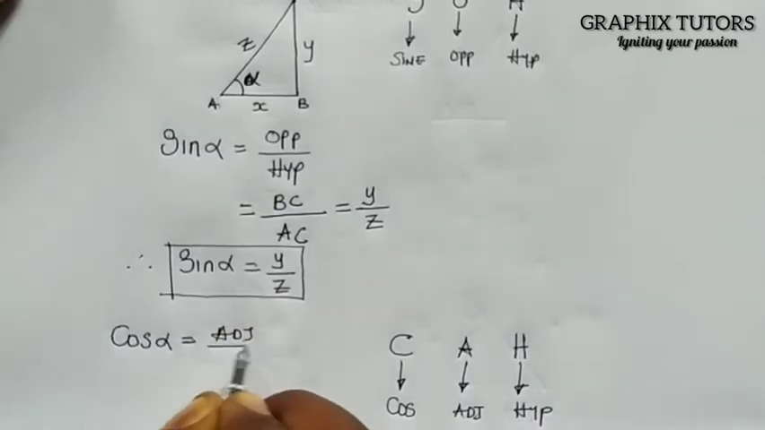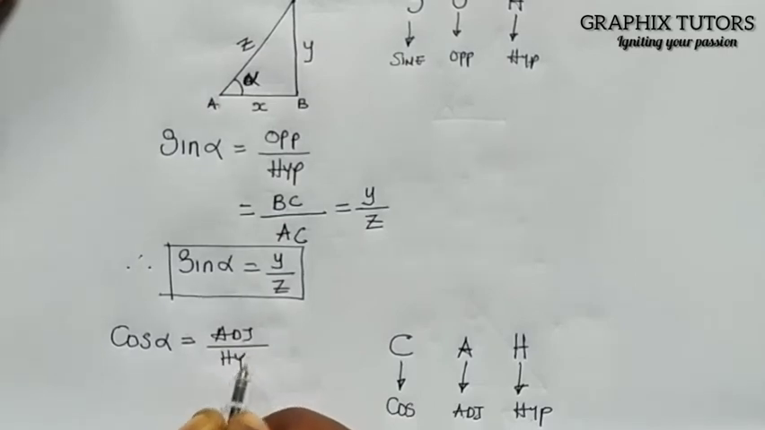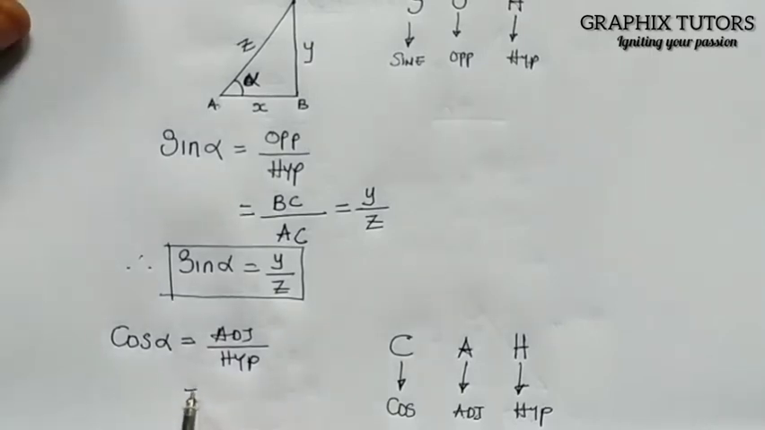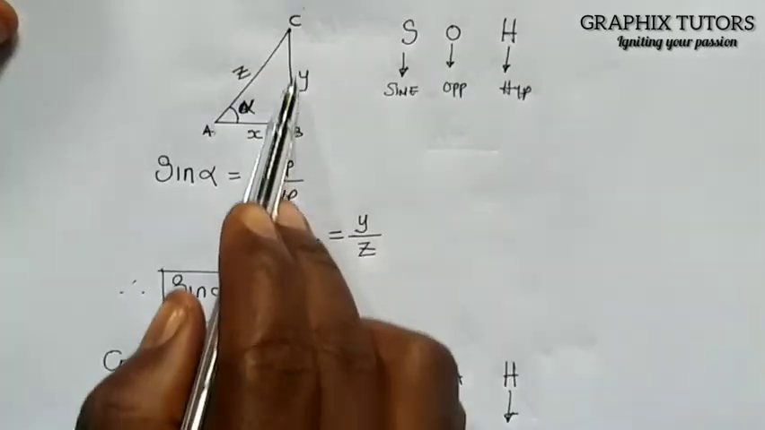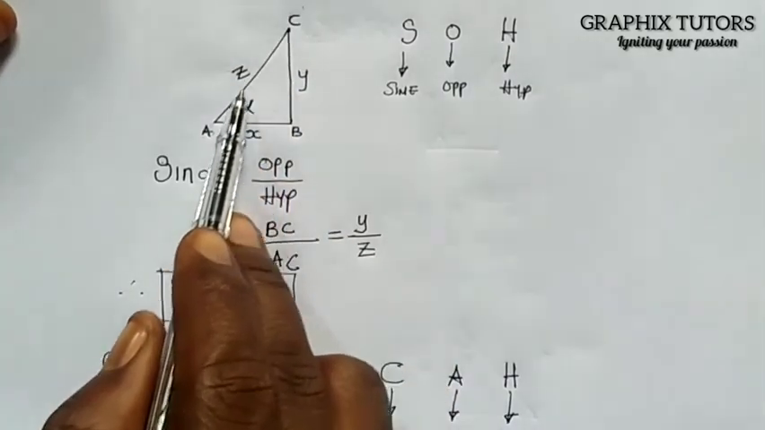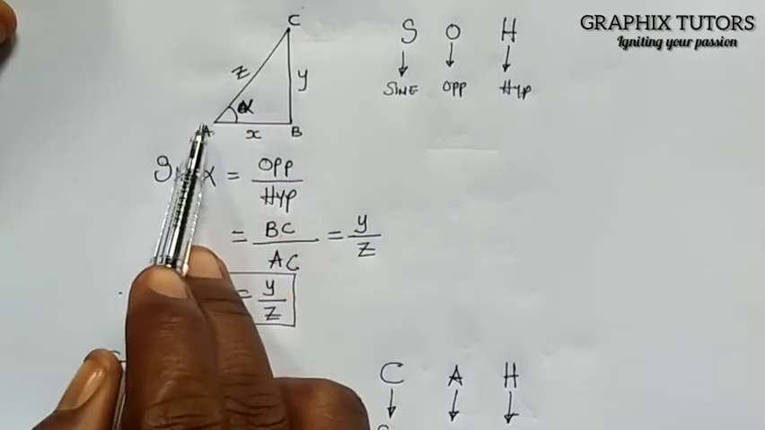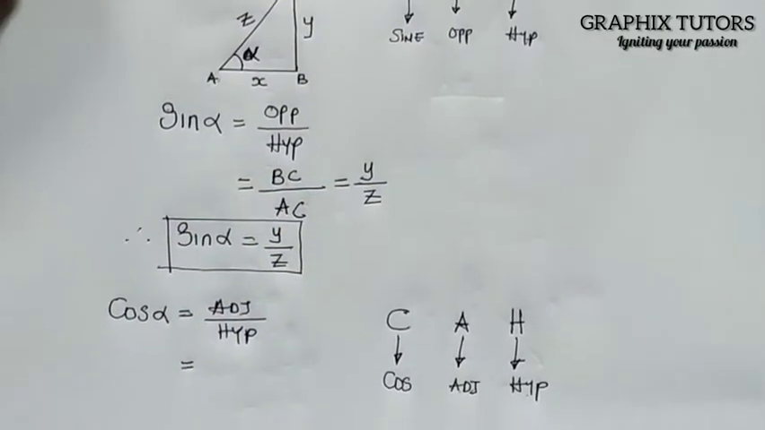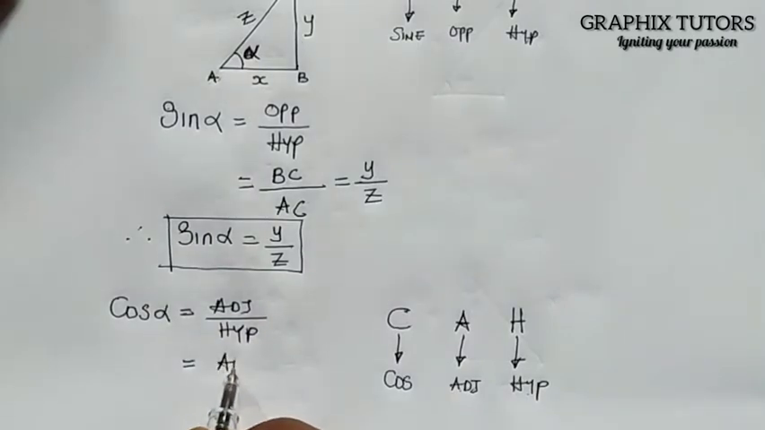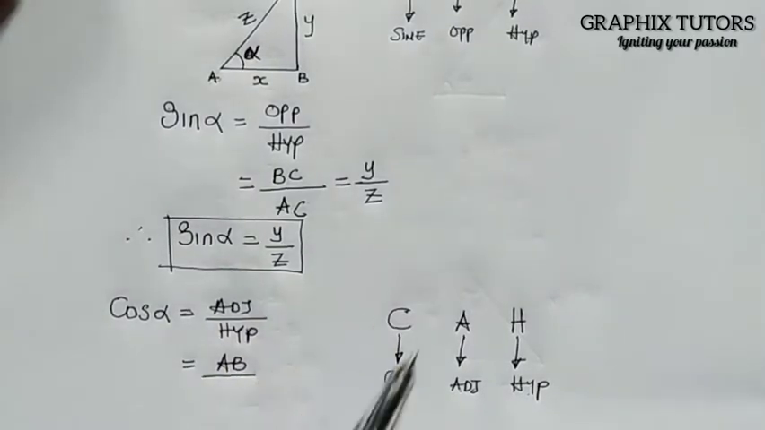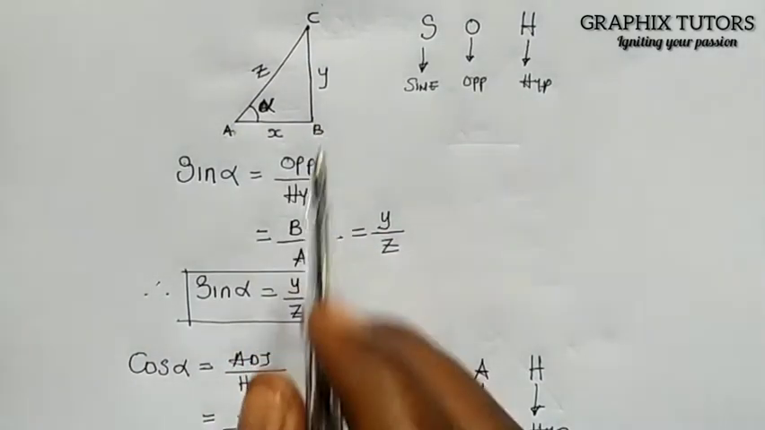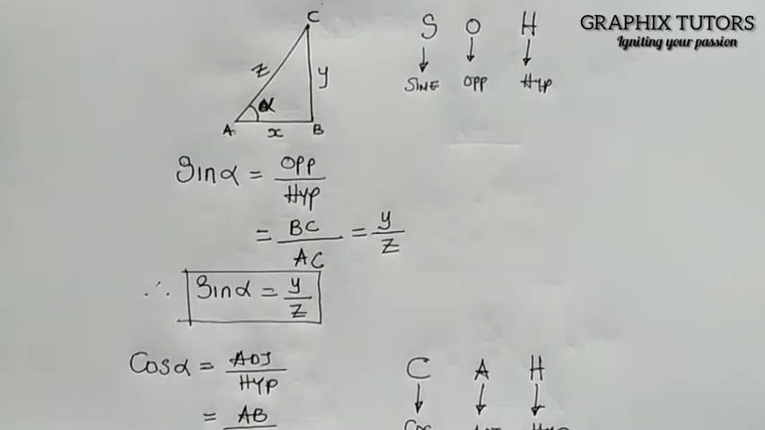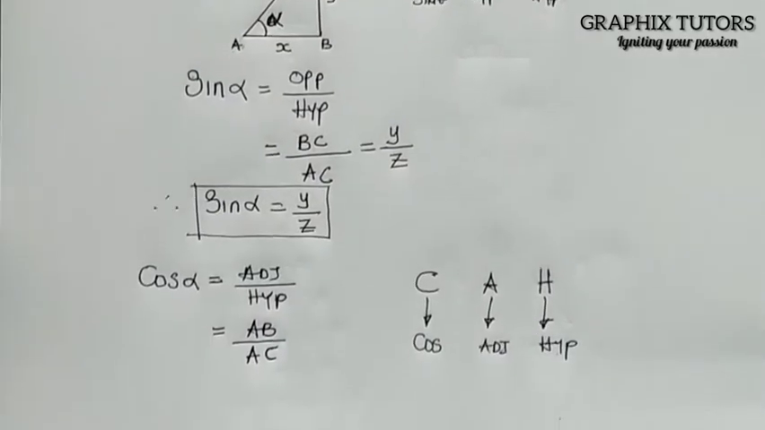Adjacent all over what? Hypotenuse. Now if you look very well, which will give me what is my adjacent? If this is my opposite that the angle is facing, and the inclined part is my hypotenuse, automatically the third part is what? My adjacent, which is what? AB. So I'll be having AB all over what? All over AC. And AC is this. We were moving up.